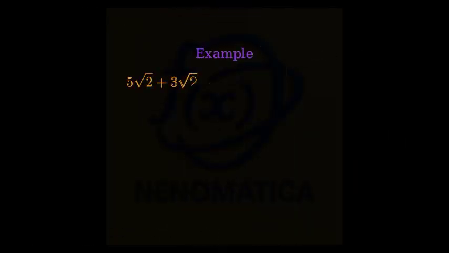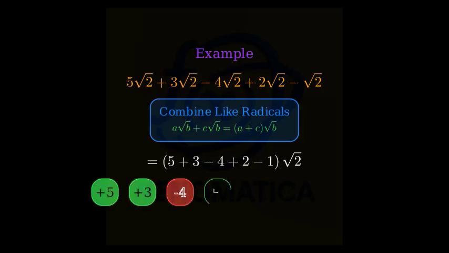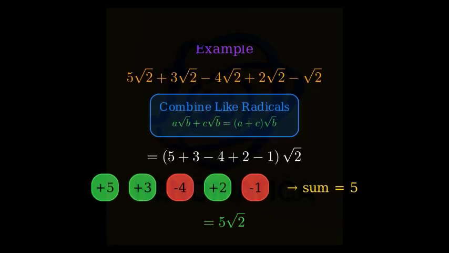Example. First expression. 5 square root of 2 plus 3 square root of 2 minus 4 square root of 2 plus 2 square root of 2 minus 1 square root of 2. The rule. To combine like radicals, add or subtract the coefficients in front of the same root. So we write (5 plus 3 minus 4 plus 2 minus 1) times square root of 2. Now compute the sum inside the parentheses to get 5 square root of 2.